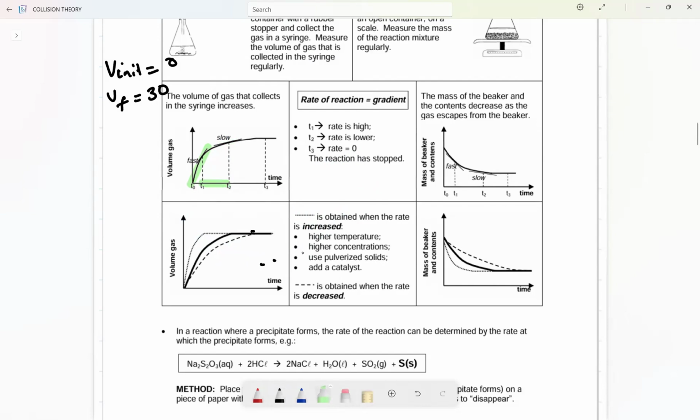So as the time gets longer, it means now the rate will be lower there. Then after T3, there are no more particles that can collide. It means now the reaction will reach completion. This is what this is explaining.